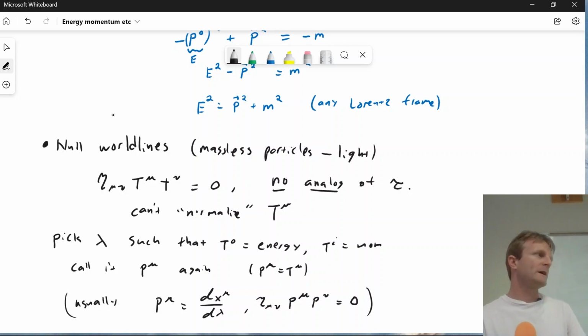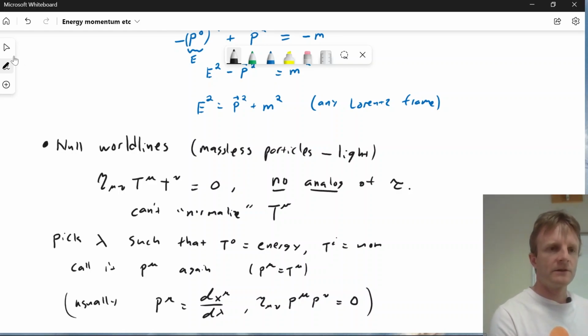We won't do too much with null world lines, a little bit. Mostly we'll be talking about time-like, but this is an important caveat. So you don't go around in circles looking for the analogous special normalization condition. This normalization condition does not exist. Any questions?